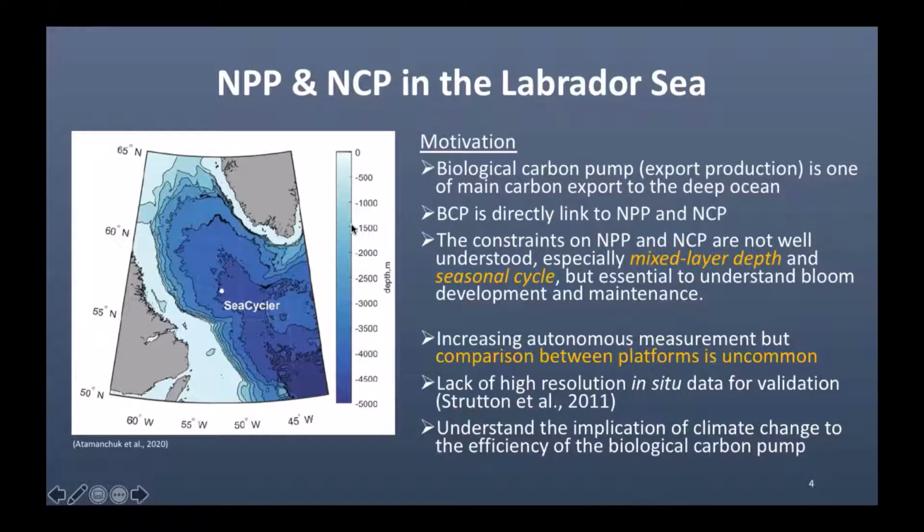In recent years, we have seen increasing autonomous measurements, but we rarely see comparisons between those platforms. And also we have a lack of high resolution in situ data for model validation in the Labrador Sea. Ultimately, we want to understand the implication of climate change for the efficiency of the biological carbon pump.